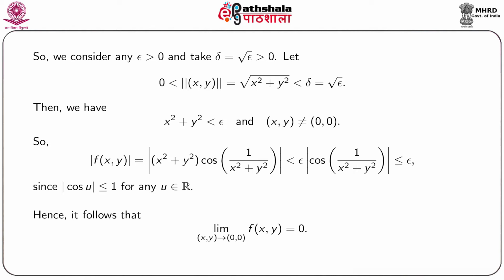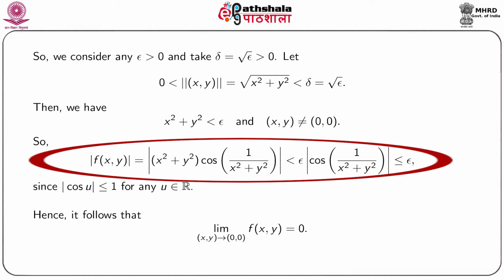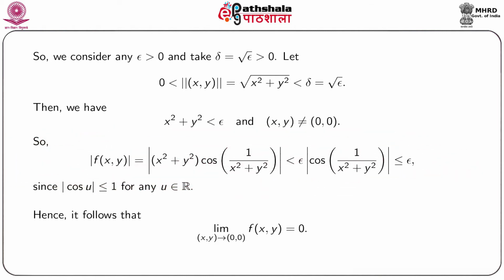Let norm of (x,y) be less than delta. Then we have x² + y² < epsilon. As (x,y) approaches the origin, (x,y) is different from (0,0). So, we have mod of f(x,y) equal to modulus of (x² + y²) times cosine of 1/(x² + y²). Now, mod of x² + y² is less than epsilon and cosine of any real is at most 1. So, we have mod of f(x,y) less than epsilon. So, we find the limit of f(x,y) equal to 0 as (x,y) approaches 0.